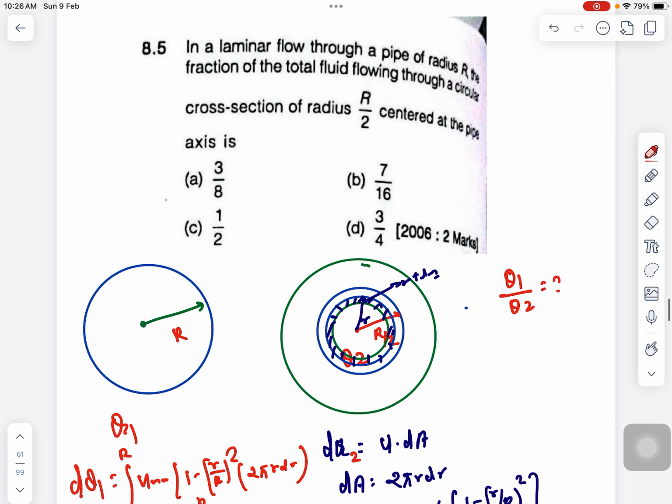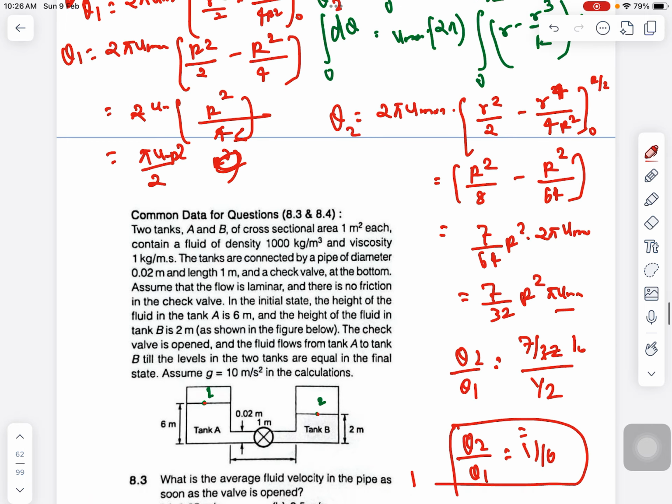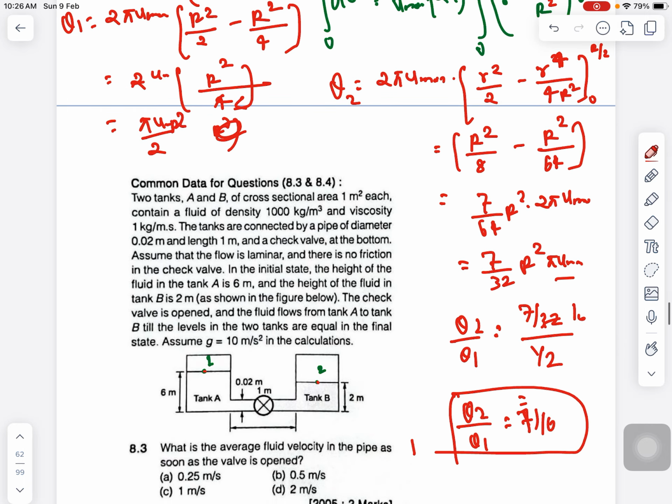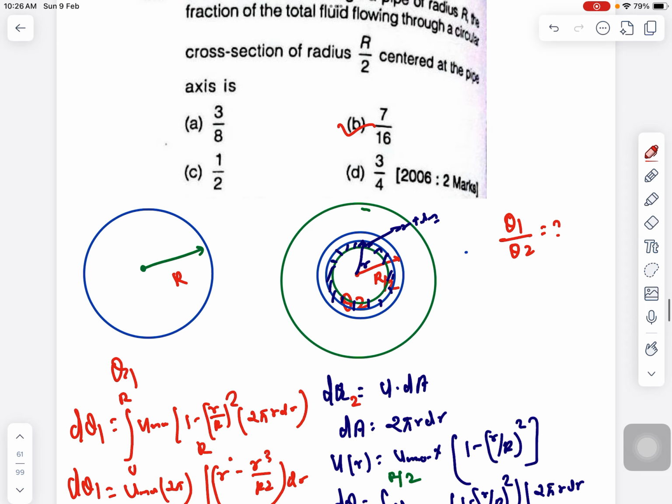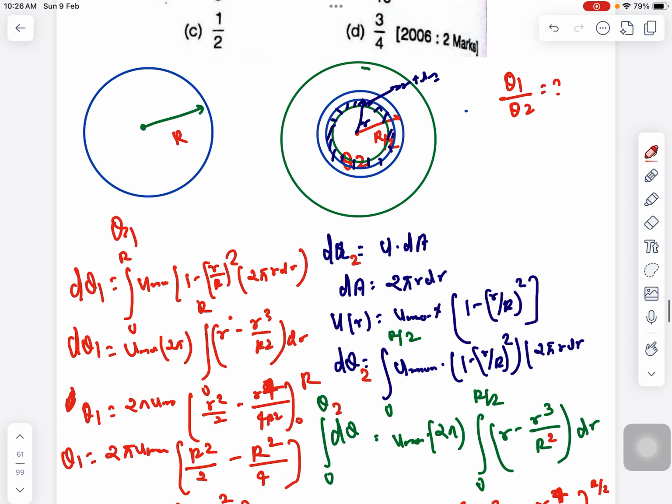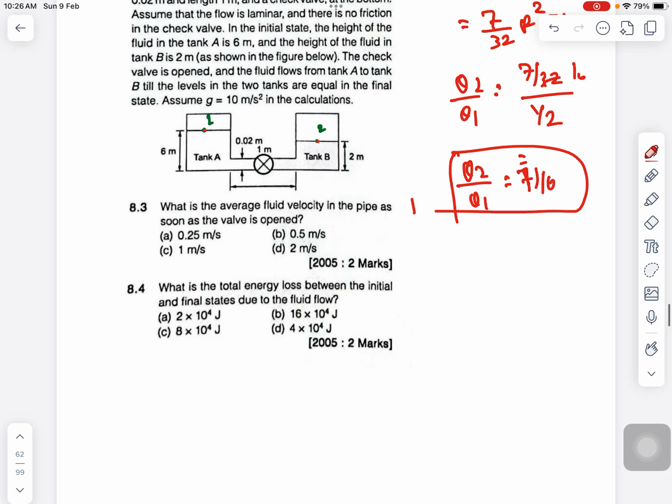So from here you can see your 7 by 16. I am really sorry for that. 7 by 16. From here your option B will be your correct answer. These questions were difficult, but again, if you try in your exam, you can also solve, right?